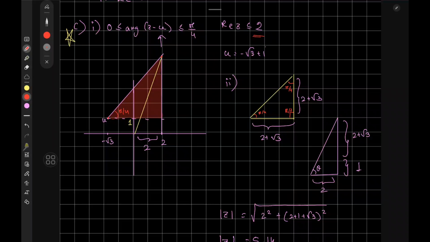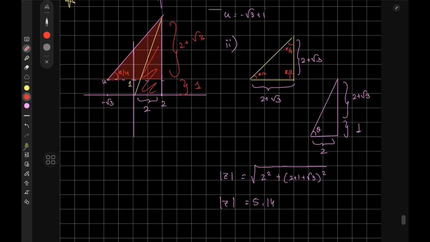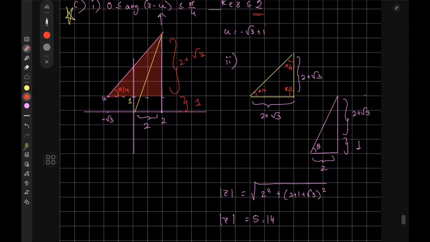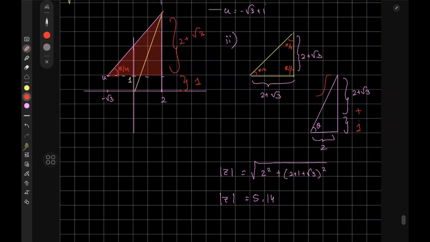If that's the case, you know this is an isosceles triangle. So you know this length, which is 2 plus root 3. So this length is supposed to be 2 plus root 3 as well. What is this length? 1. So you now know, if I draw the longer triangle, this length is 2 plus root 3 plus 1. And you also know this side, which is 2.